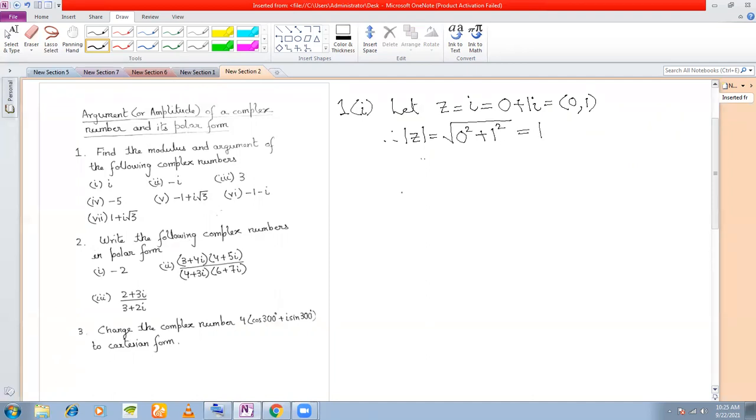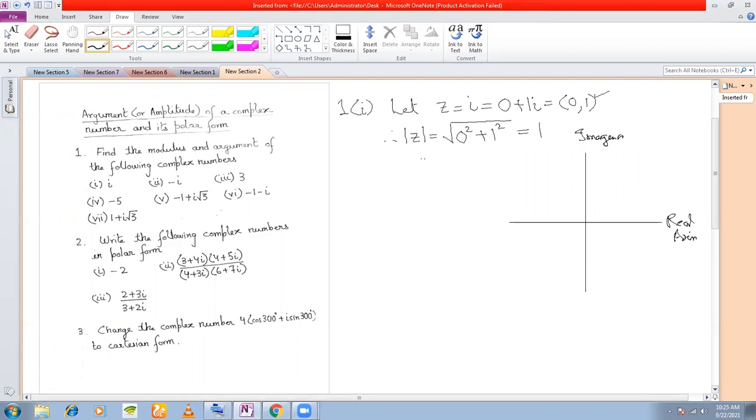So mod we have found out. Now we will proceed to find out the argument. Look at this ordered pair (0, 1). Okay. In the Argand plane, you draw your real and imaginary axis. Try to locate (0, 1), this complex number. If you try to locate (0, 1), it will be somewhere over here, right?